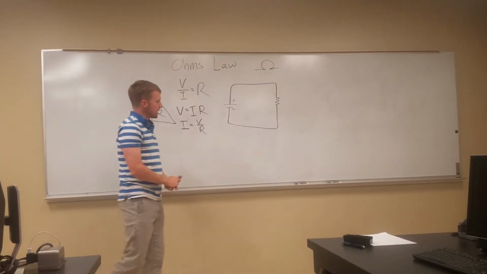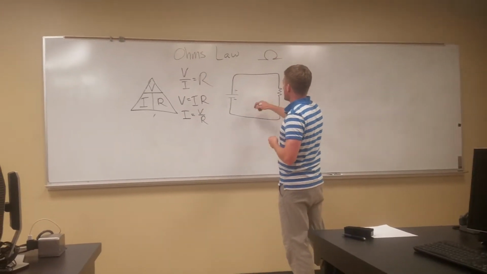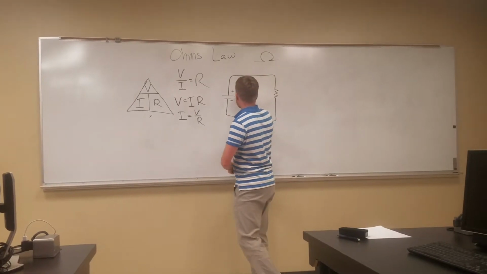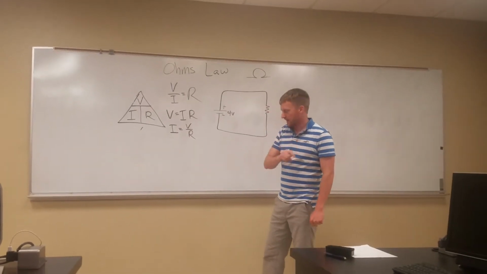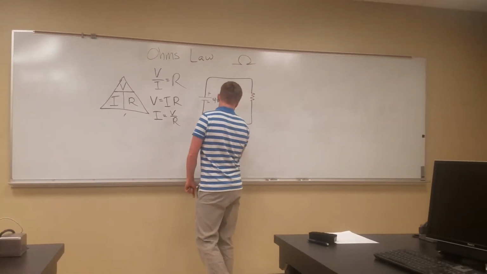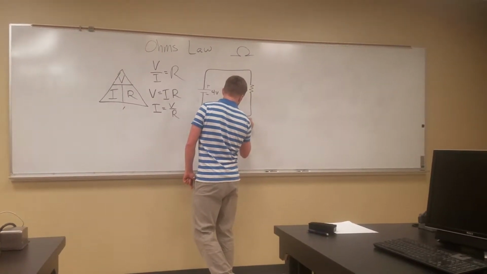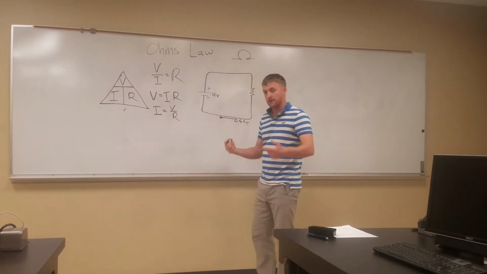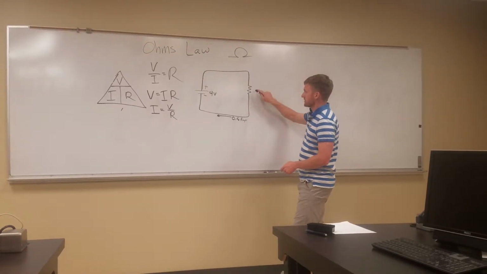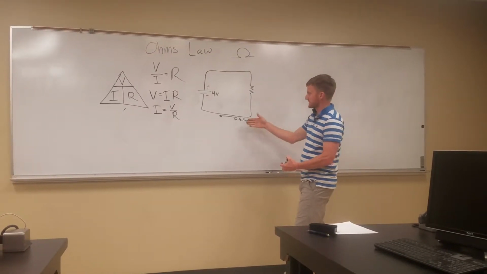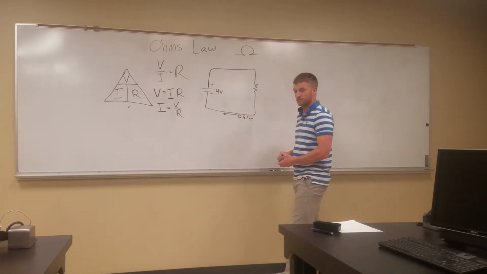So, let's see that in action. If we have a battery that has 4 volts, and we have a current of 0.5 amps, or 500 milliamps, same as 0.5 amps, what type of resistor will we need to provide this 0.5 amps, given our particular potential of 4 volts?